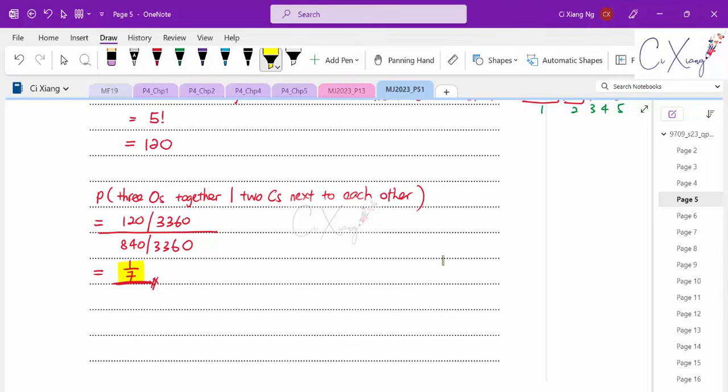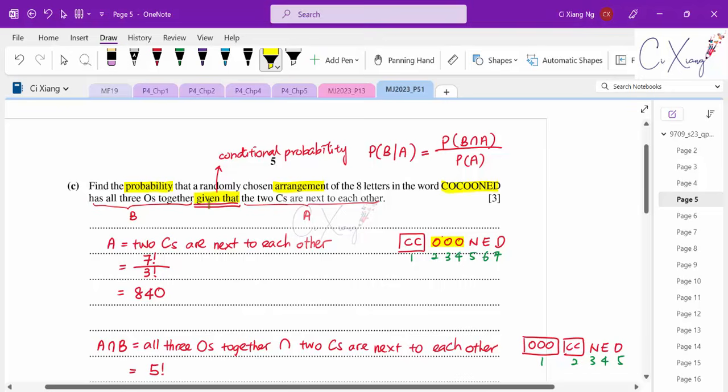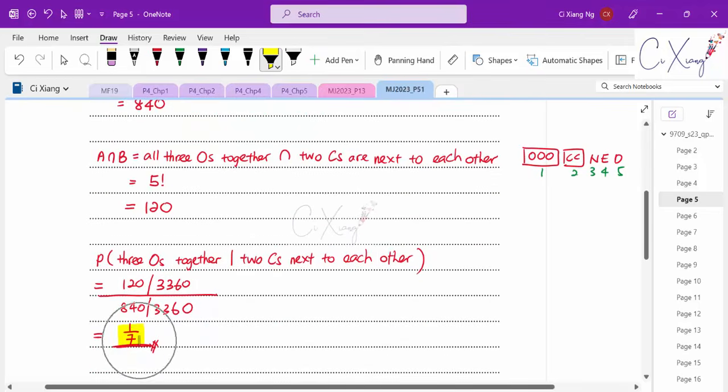Okay, so how do I know that this is a conditional probability question? Again, the keyword is "given that". Therefore, I have to apply the formula for the conditional probability, and this is what we get. Alright, okay, so this is how we answer question number 3.